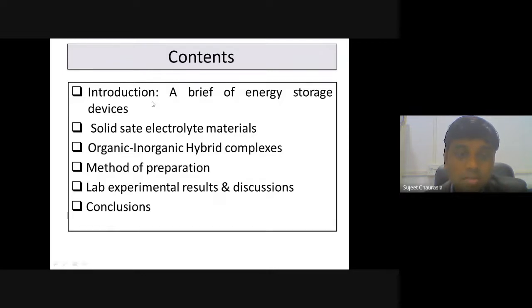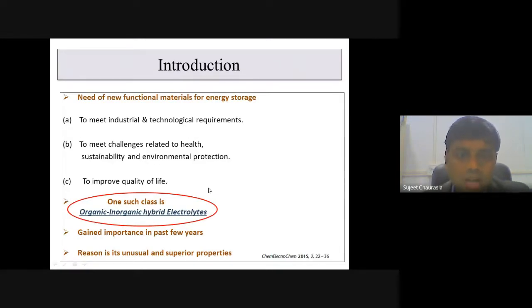This talk is divided into the following sections. The first one is the introduction, in which I will give a brief idea about the different types of energy storage devices, and then I will discuss their components, the electrode and electrolytes, and the different types of solid state electrolyte materials, and then organic inorganic hybrid complexes, and then the method of preparation of these hybrid electrolytes, and some lab experimental results and discussion, and the last one is the conclusion.